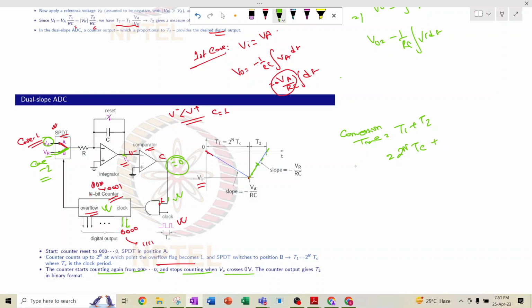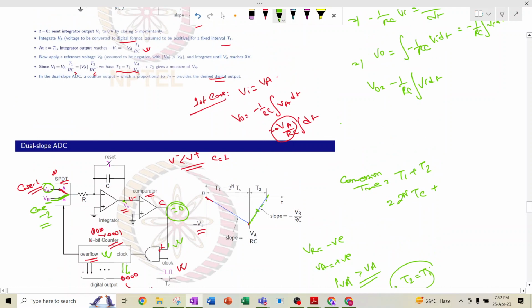Now suppose this VR value is generally put negative and VA is generally positive, and we generally put the VR value intentionally greater than VA so that it can converge quickly and we can easily measure. But suppose mod VR value is equal to the VA value, then T2 will take the same time as T1. We have already determined that T2 is equal to T1 into VA divided by mod value of VR. So when VA equals VR, T2 is equal to T1.